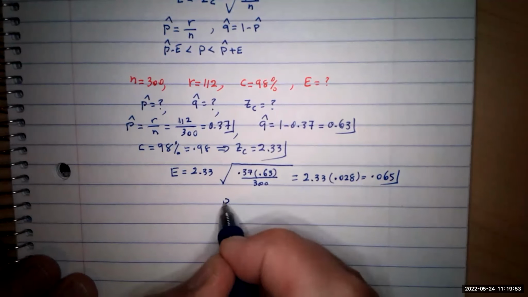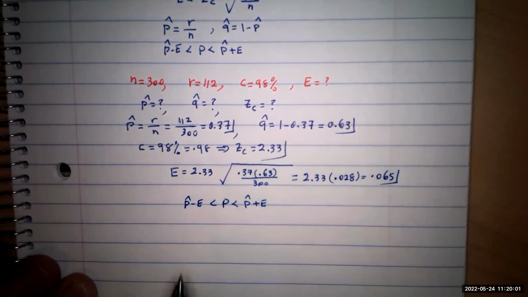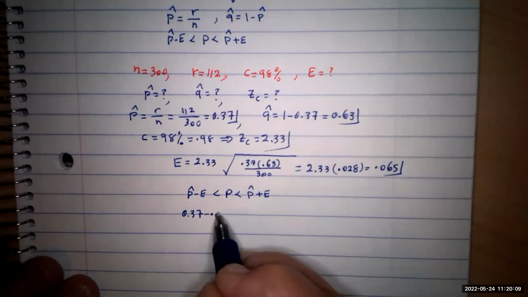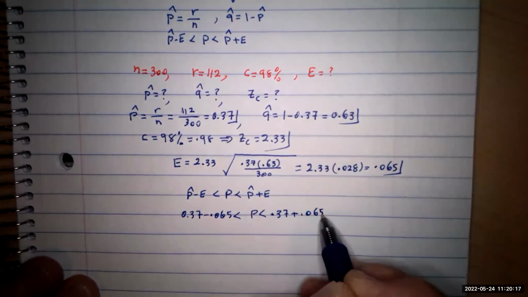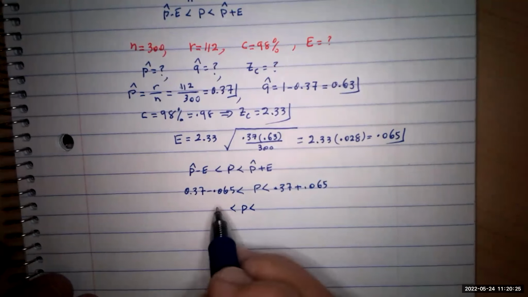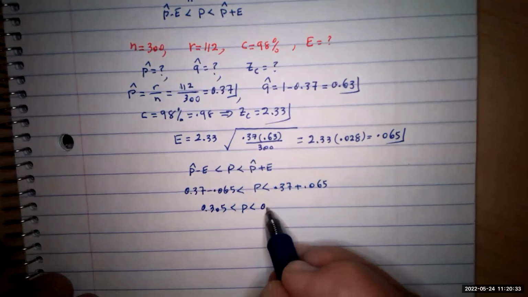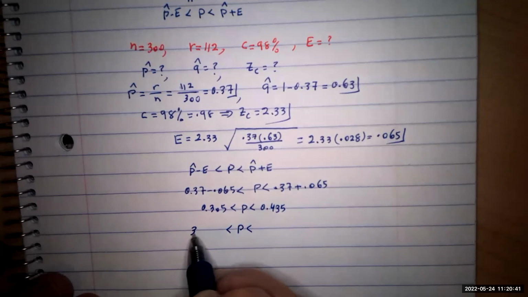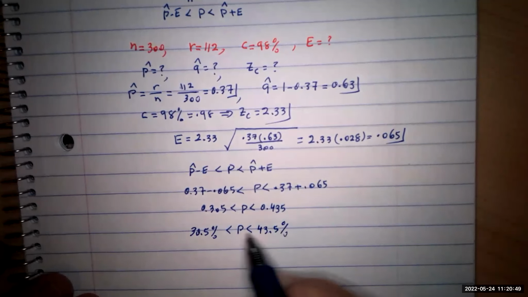Okay, so we put it in the format, in the interval for the proportion. It's p hat minus E, we substitute and be done. So it's 0.37 minus the E, which is 0.065, and that's 0.37 plus 0.065. And if you simplify it, you got 0.305 here, and you get 0.435. You have to write down percent because it's a probability. So that would be 30.5%, and this would be 43.5%. That's it.